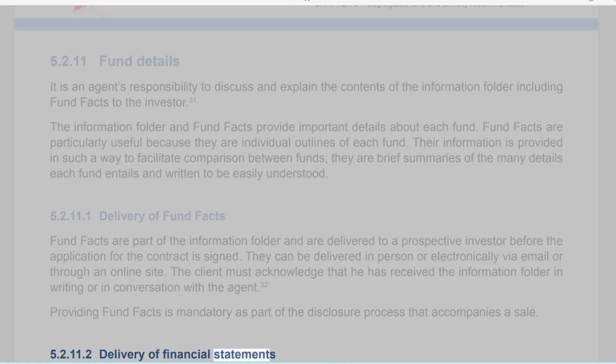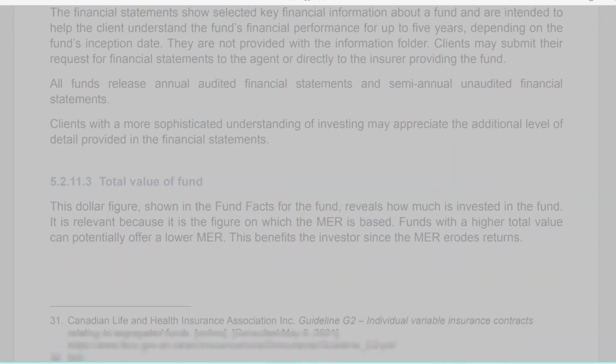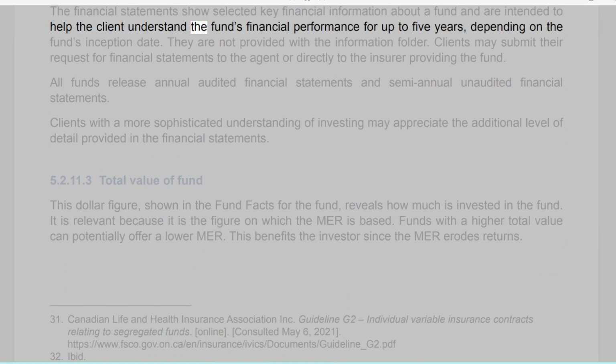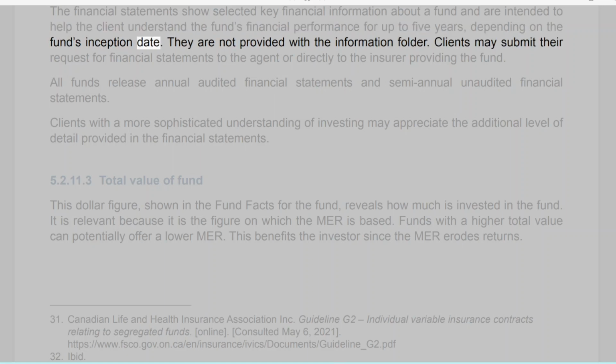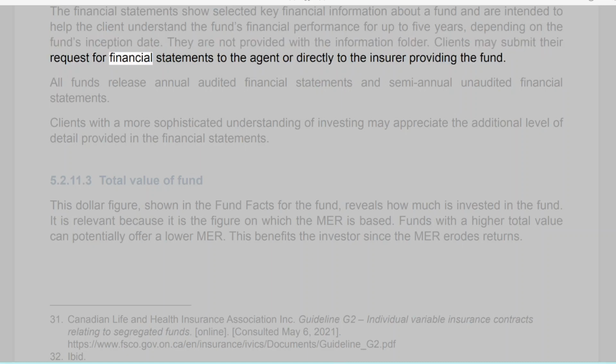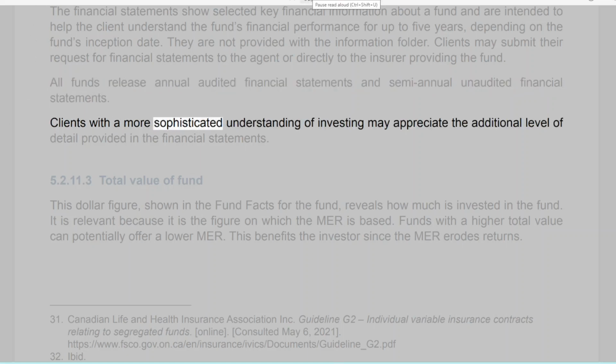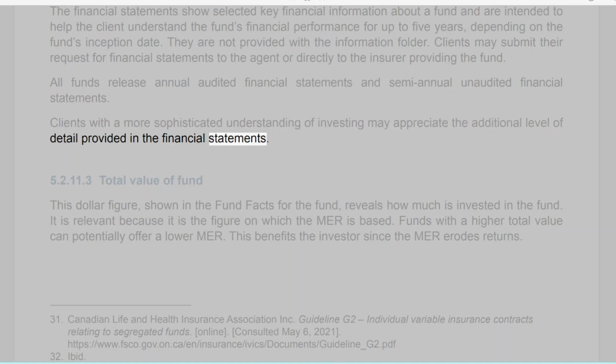5.2.11.2 Delivery of Financial Statements. The financial statements show selected key financial information about a fund and are intended to help the client understand the fund's financial performance for up to 5 years, depending on the fund's inception date. They are not provided with the information folder. Clients may submit their request for financial statements to the agent or directly to the insurer providing the fund. All funds release annual audited financial statements and semi-annual unaudited financial statements. Clients with a more sophisticated understanding of investing may appreciate the additional level of detail provided in the financial statements.